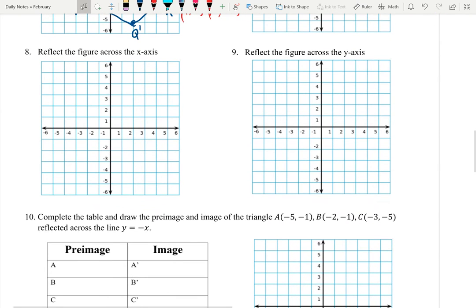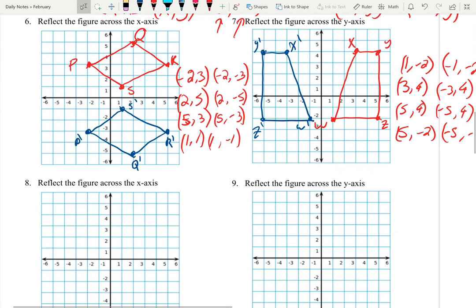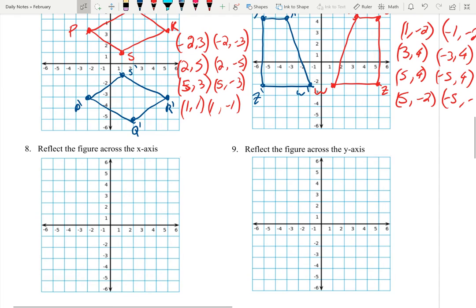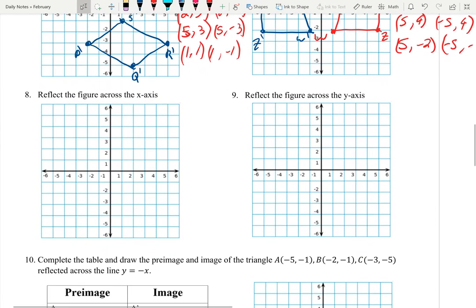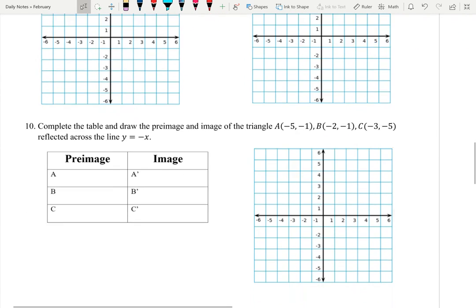Number 8 and 9, you follow the same rules. I'm going to skip them just because of saving time, but they are essentially the same rules. Just make sure you can write down the points and then the rule for it, and you should be good to go. I will do number 10 though.